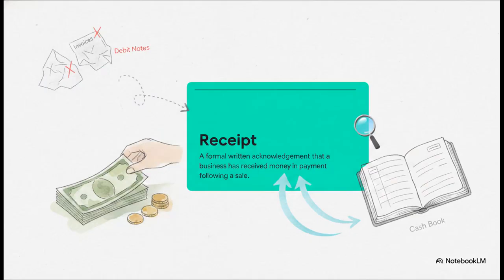But wait, what if you aren't buying on credit at all? What if you're just handing over cash on the spot? Well, in that case, you just skip the invoices, the debit notes, and the statements entirely. You simply hand over the cash and you get a receipt. It's a formal, written acknowledgement that the money was received.